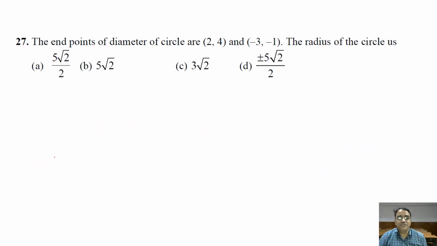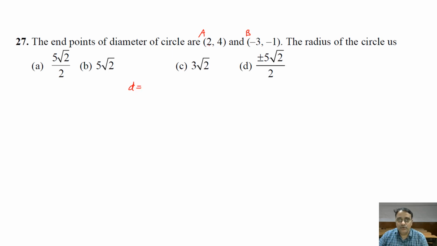Now we are moving toward question number 27. The end points of a diameter of a circle are (-2, 4) and (-3, -1). The radius of the circle is. So we know that the radius is half of the diameter. So we are going to find the distance between these 2 points. Let us take this as A and this as B. So I am writing D as diameter, right?